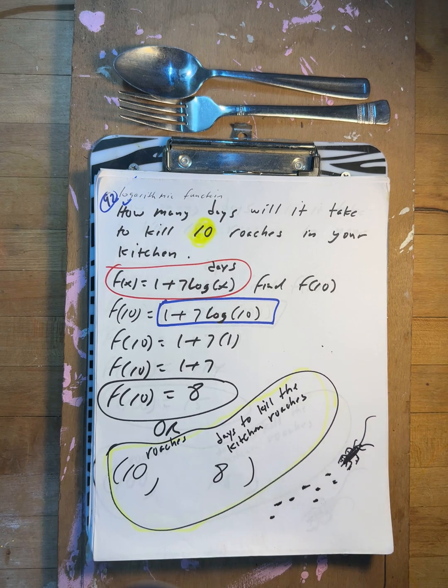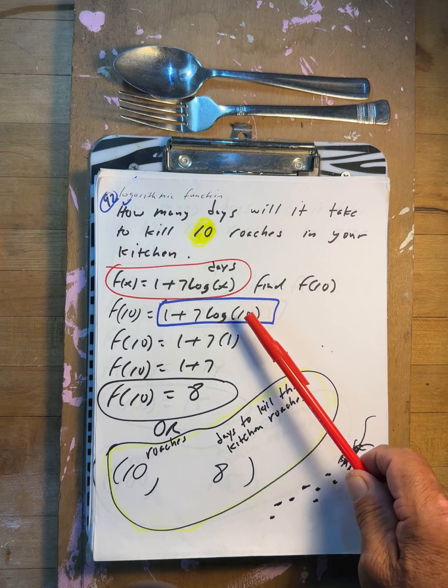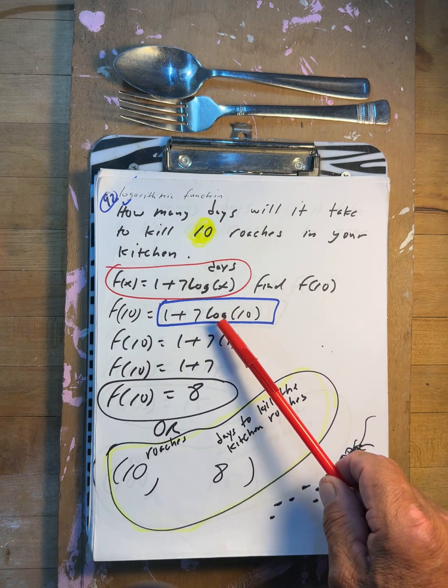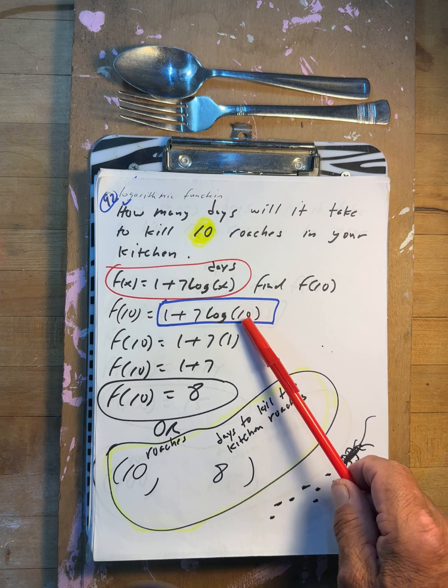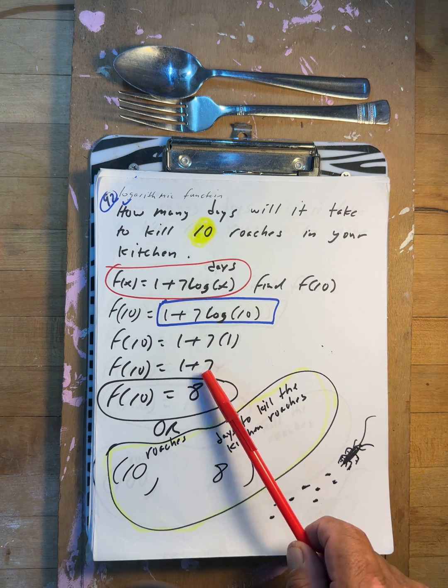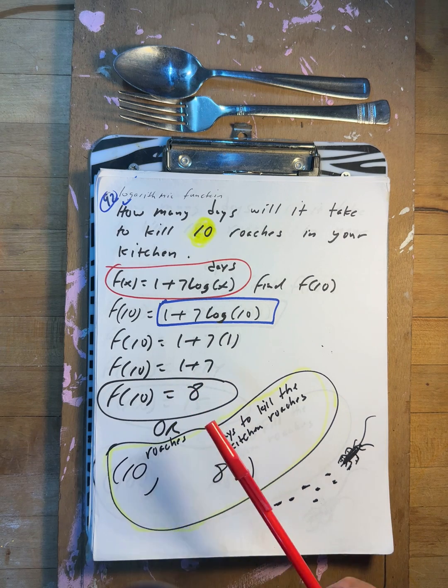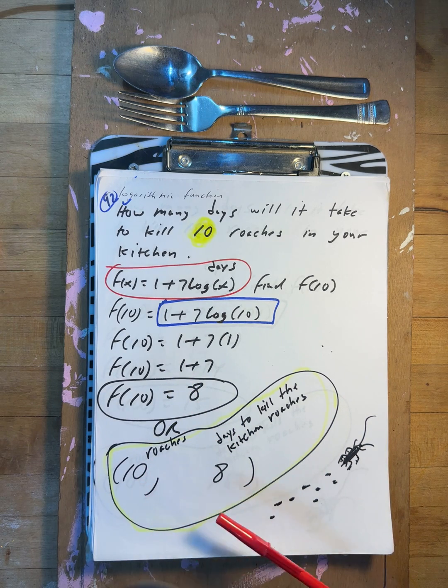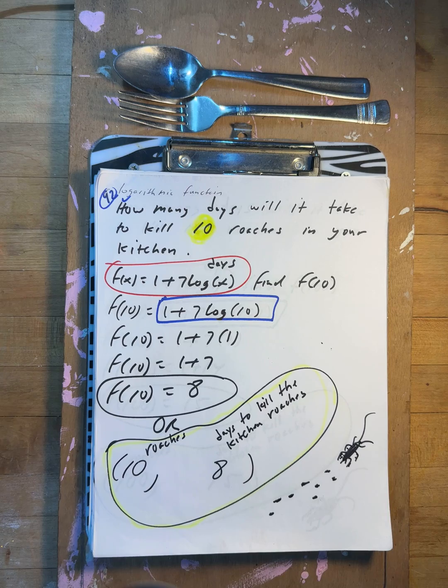How many days will it take to kill 10 roaches in your kitchen? Find f of 10. So again, using the log function, log of 10 right here is 1. 1 times that, you multiply first, it's going to be 7, and then add 1. So it's going to be 8. So to kill 10 roaches in there, it's going to take 8 days to kill the kitchen roaches.